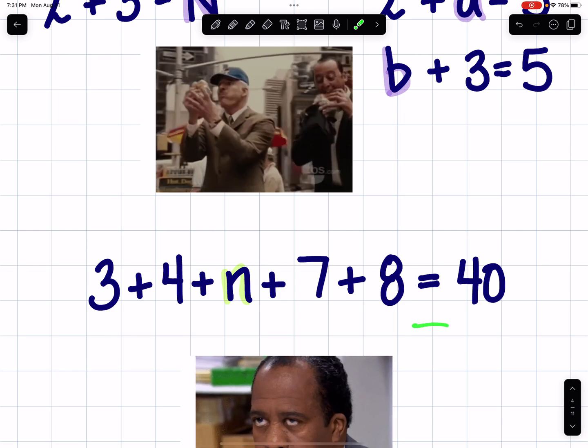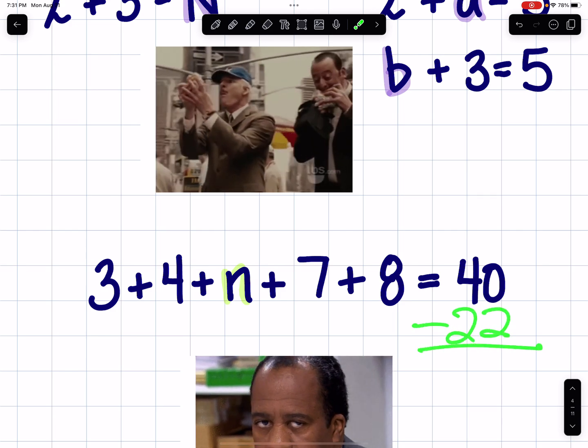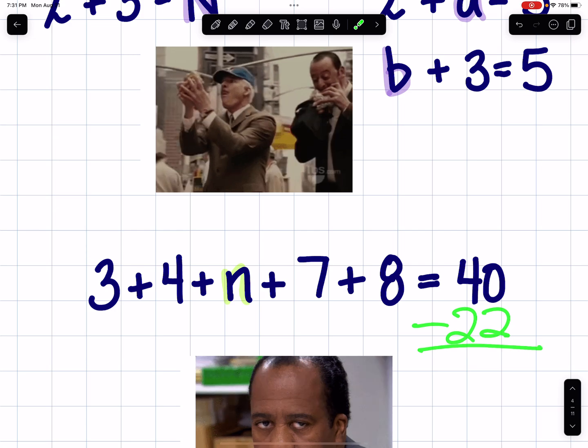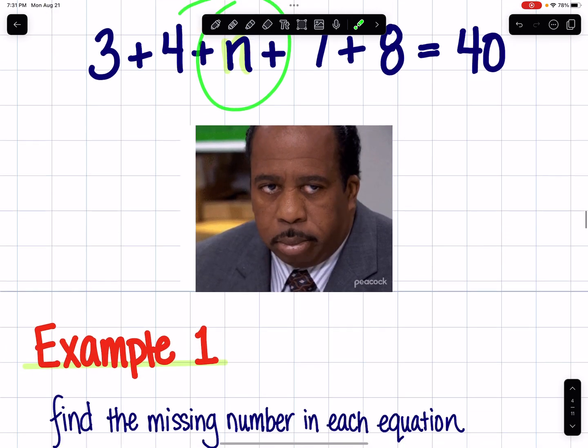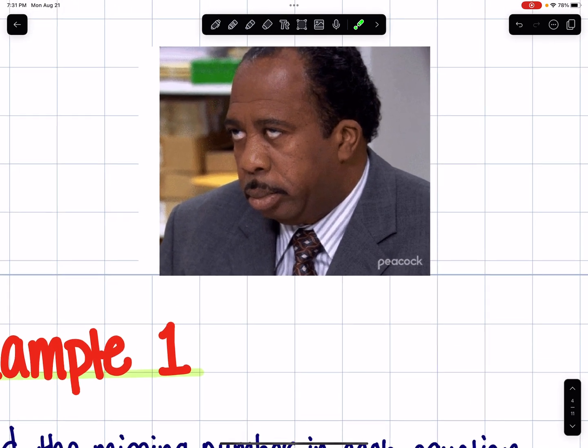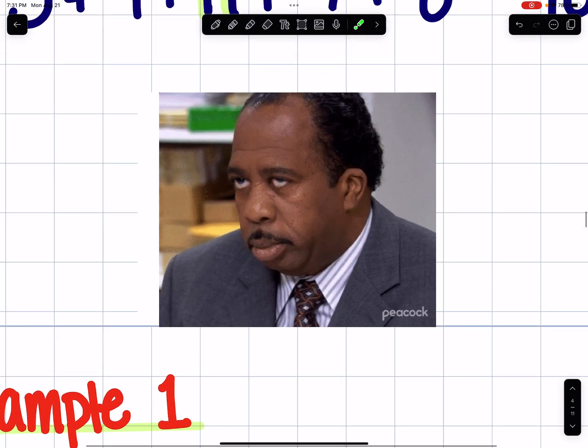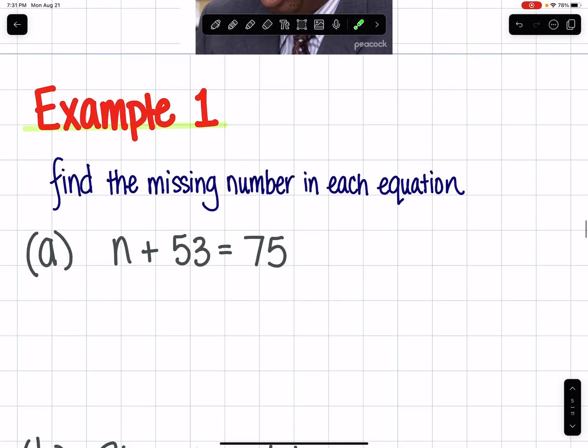So you're going to be subtracting 22 from 40, and then that's the answer that you're going to get. And that would be n. Okay? You got it? I know, you're probably looking at me like, I know this, Mom. Well, if you do know it, let's jump into example number 1.